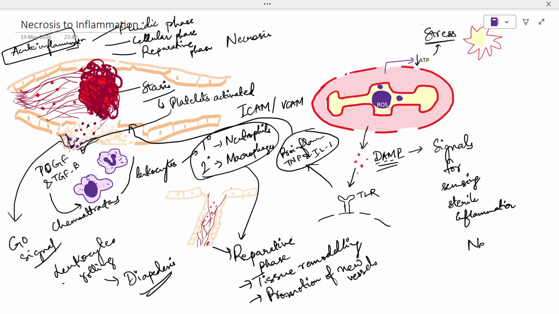Okay, so in our next lecture series, we will study what DAMPs are, what PRRs and other receptors can be activated, and also the inflammasomes, which play a main role in leading to inflammation. Okay, so till then, enjoy, stay tuned.